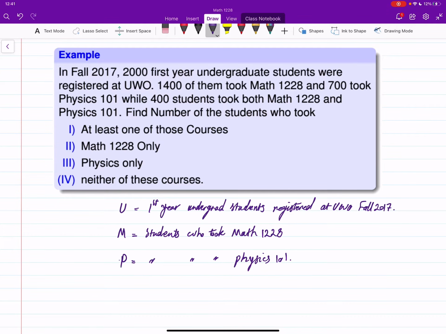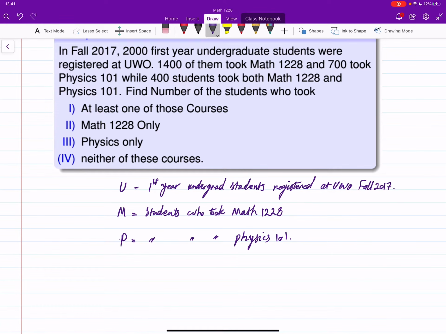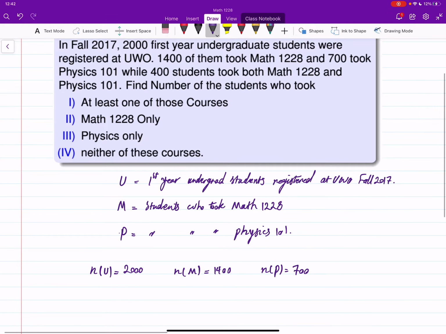Okay, what information is given here? The number of the universal set is 2000. The number of elements of M, or the students who took Math 1228, is 1400. And N of P is 700. And there is also something else, both math and physics, so that means the intersection is 400. Okay, so now we are looking for different quantities.